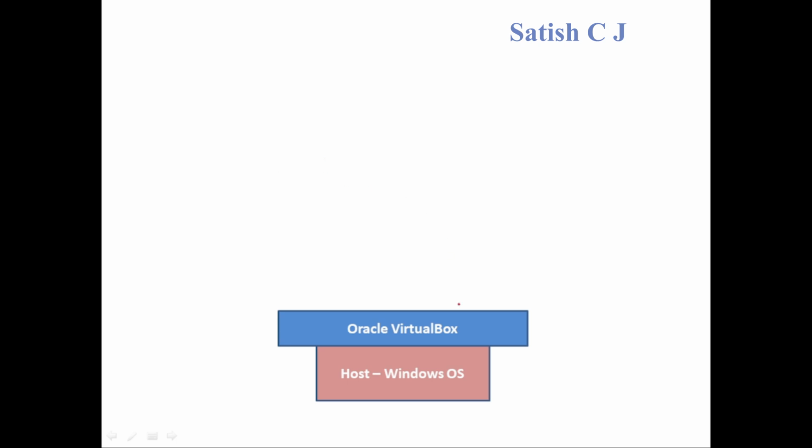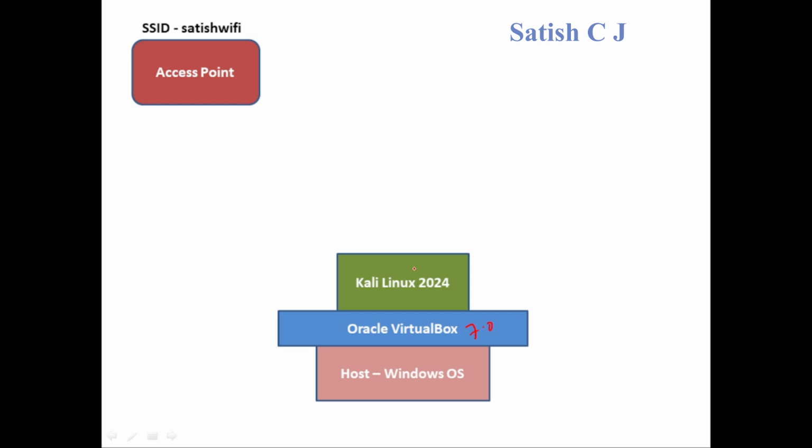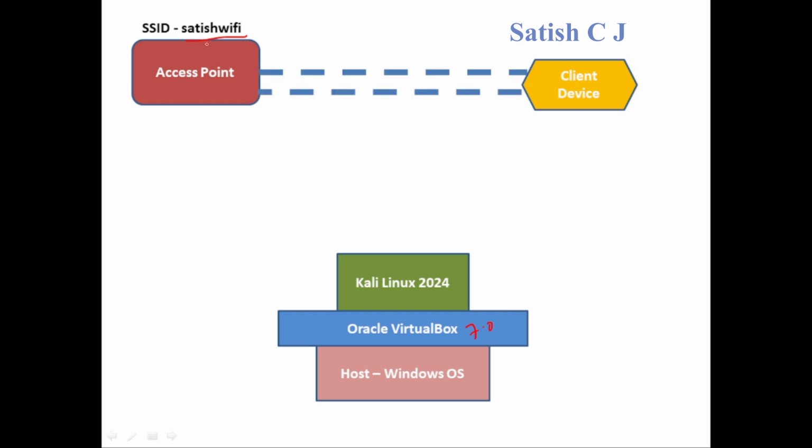So this is the architecture for the demo. I have my host Windows OS and on this I have my Oracle VirtualBox 7.0 and on this I have installed Kali Linux 2024. Kali Linux is going to be used in our attacks and Aircrack-ng will be running on Kali Linux. And we have our own wireless network setup and the SSID for my network is Satish Wi-Fi and I have a client device connected to this access point in my network.